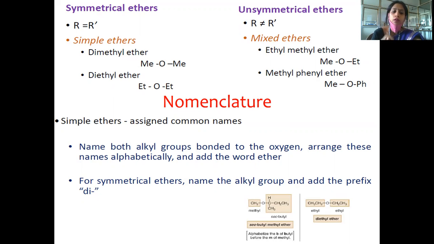So first of all, what is done? You name both the alkyl groups bonded to the oxygen atom and arrange them alphabetically and add the word ether. For example, for symmetrical ethers, symmetrical means when both the alkyl groups are the same, so name the alkyl group and add the prefix di. If both the groups are methyl, it will be called dimethyl ether. Both are ethyl, it will be called diethyl ether. If one is methyl, the other is isobutyl or secondary butyl, it will be called secondary butyl methyl ether. Why? Because butyl, B, comes first alphabetically before M.